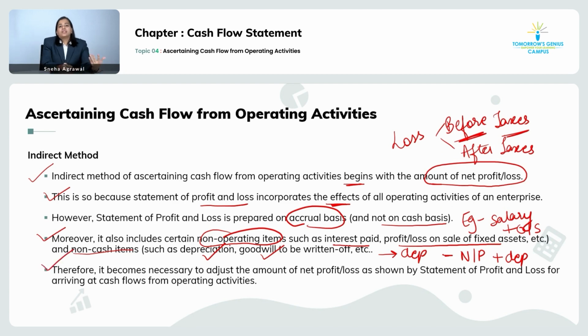So it is very necessary to make the adjustment in the amount of net profit before you calculate cash flow from the operating activity, since all these items, non-cash items and expenses which are of a non-operating nature, since we are preparing the statement of profit and loss on accrual basis, we have to ascertain the cash flows of operating activity.